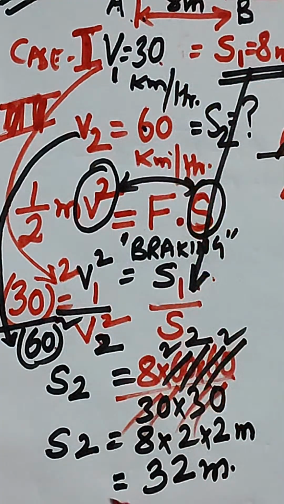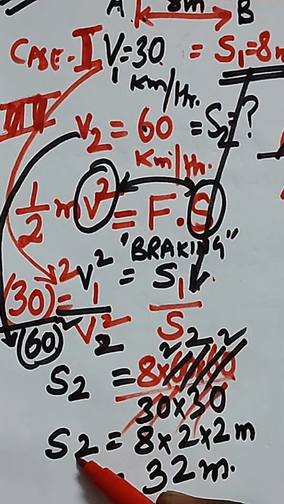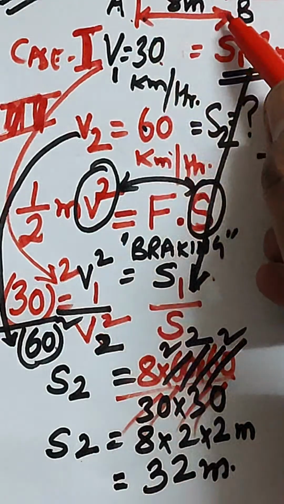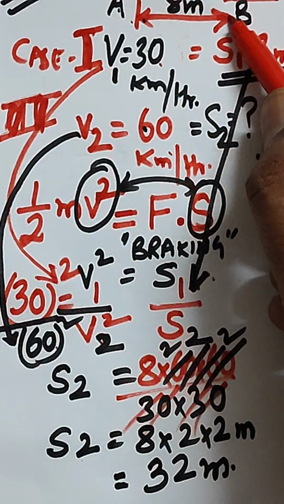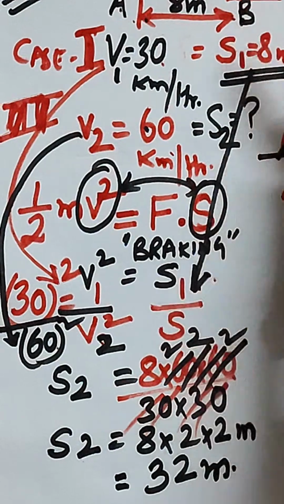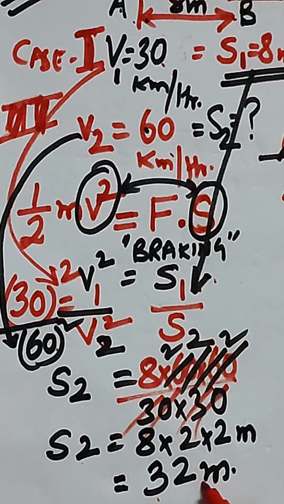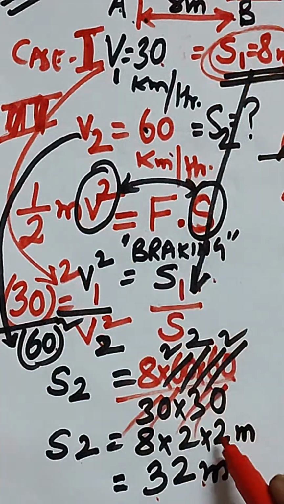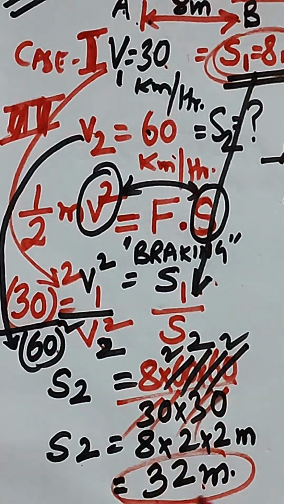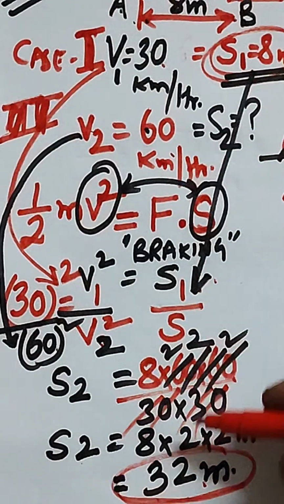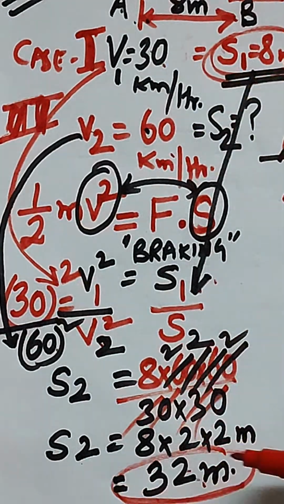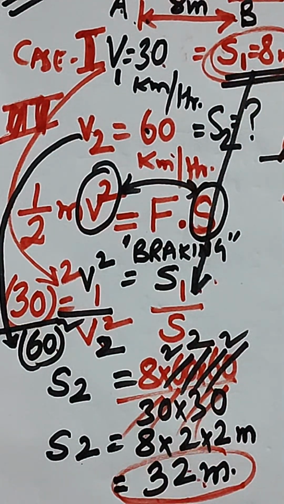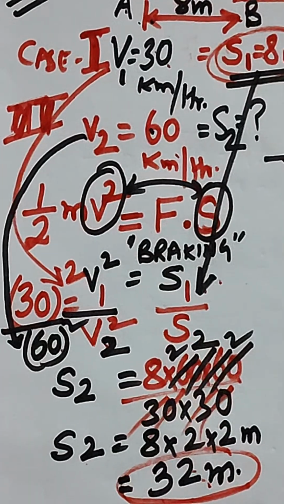So here you can see, if the velocity is increased from 30 to 60, that is, if the velocity is doubled, then the distance in which the automobile stops by applying the brake will be quadrupled, because you can see here 8 meter, and here 32 meter. So 8 and 32, it's 4 times, quadrupled.